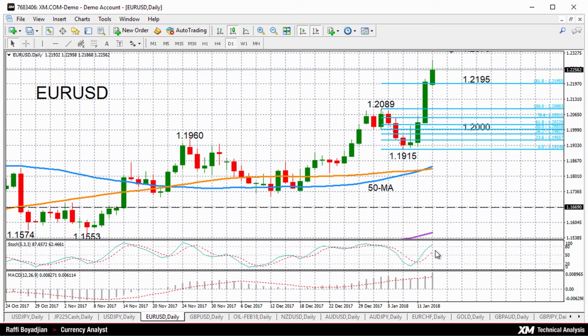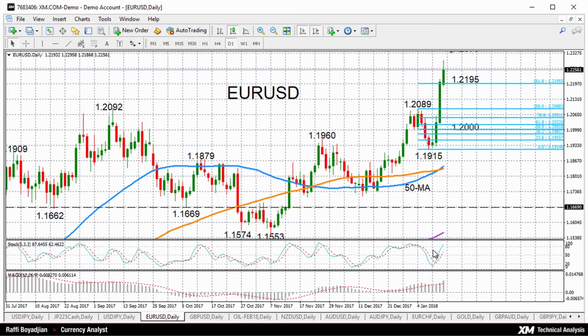Although one of the lines, the percentage K line, has crossed into overbought territory, it's still sharply above the percentage D line, so it's not pointing to a downside correction anytime soon. So it does suggest that the rally has some way to go, at least in the near term. If you look at the medium term picture, it's also very bullish.